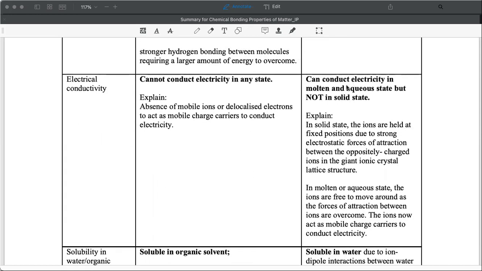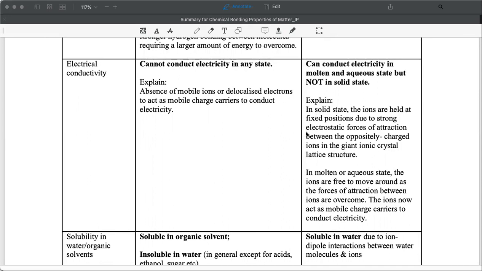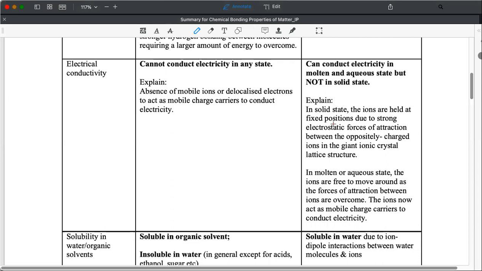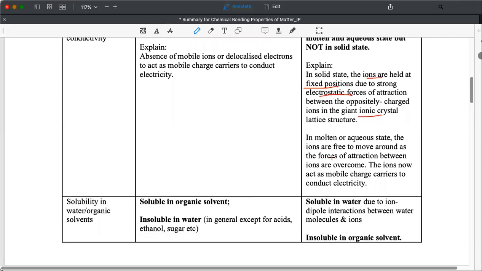As for ionic compounds, you must remember they can only conduct electricity in molten and aqueous state, but not in solid state. What is the reason behind this? In solid state, the ions are held at fixed position due to strong electrostatic force of attraction between oppositely charged ions in the giant ionic crystal lattice structure. You need to mention about the forces of attraction and the structure. And because the forces of attraction are very strong between the ions, they are held at fixed positions. In molten and aqueous state, these ions are free to move around because the forces of attraction are overcome.